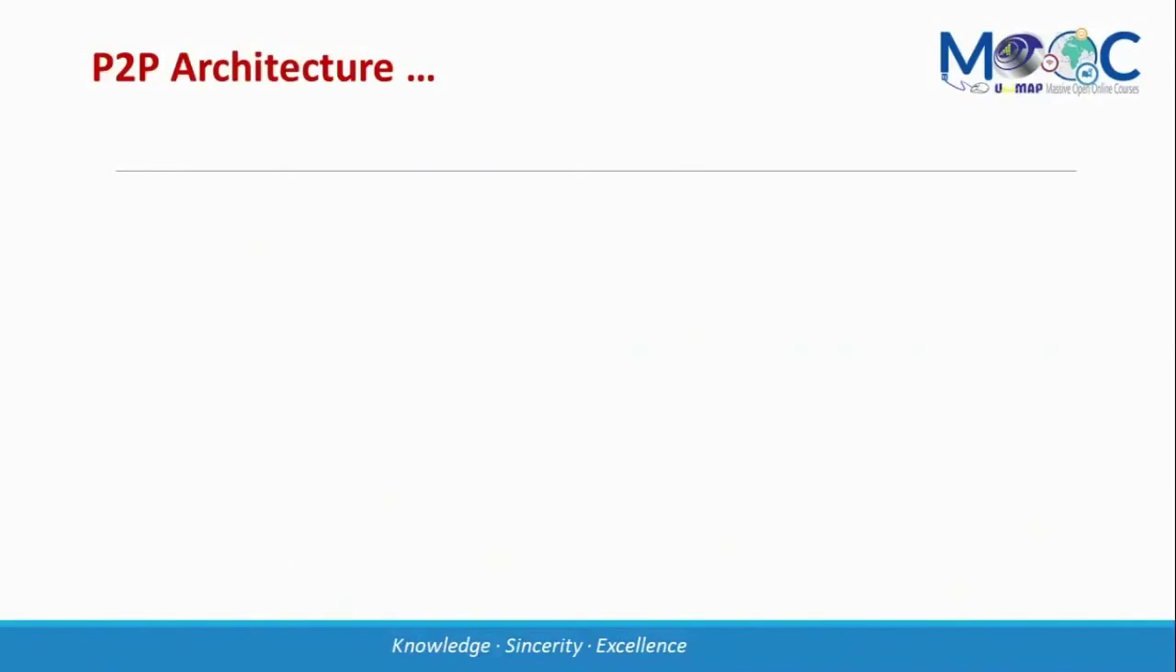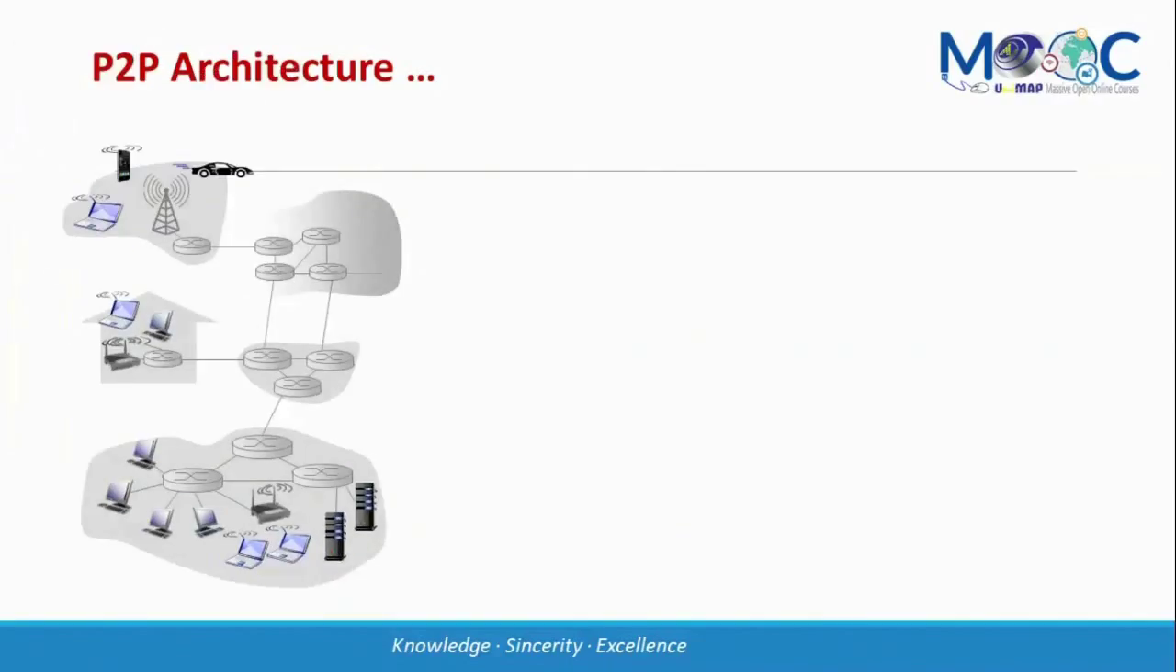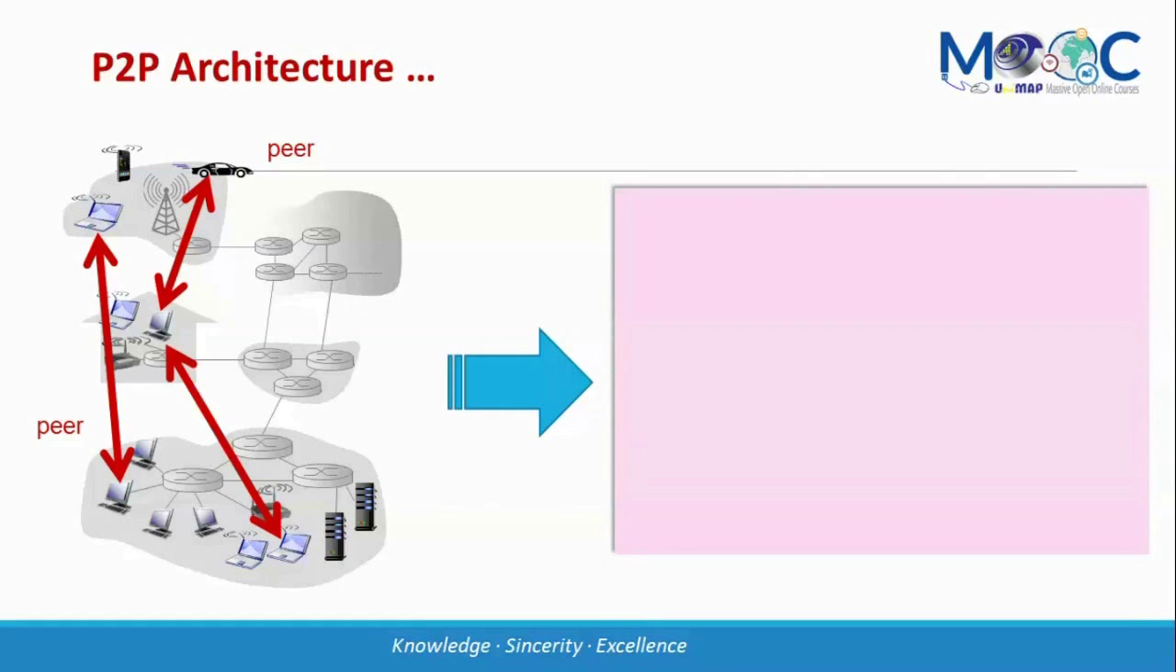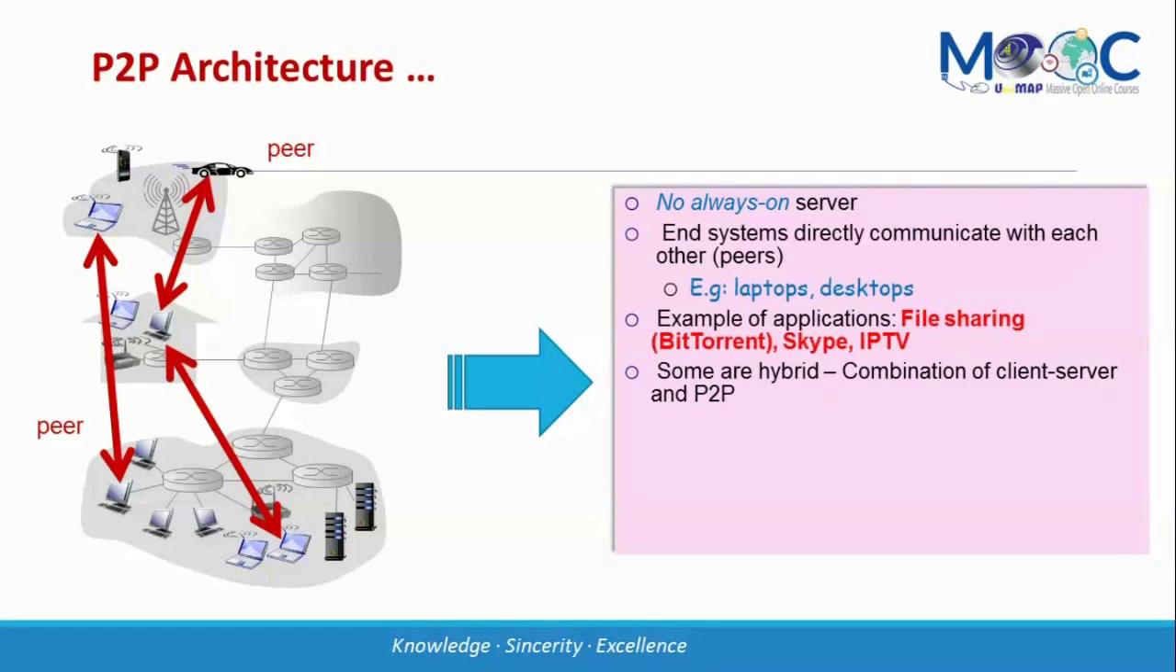Now, let's move to a peer-to-peer architecture. In this model, the end hosts that want to communicate with each other are called peers. If you are planning to adopt this architecture, you have to keep in mind that there is no always-on server. As its name implies, in this architecture, all end hosts such as laptops and desktops communicate directly with each other without going through a server.